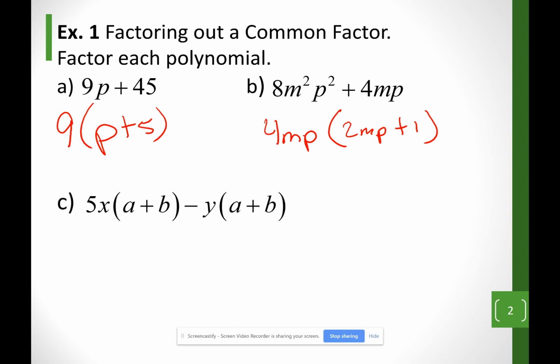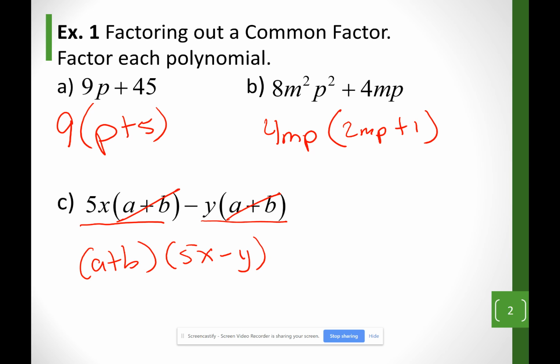Looking at example C, this whole thing is a term, and this whole thing is a term, separated with a minus sign. I'm going to factor out an a plus b. I can see that's what I have on both. If I factor it out, I'm going to have 5x minus y as my other factor. So that's as simple as just a greatest common factor.